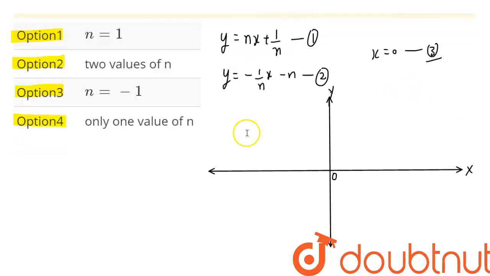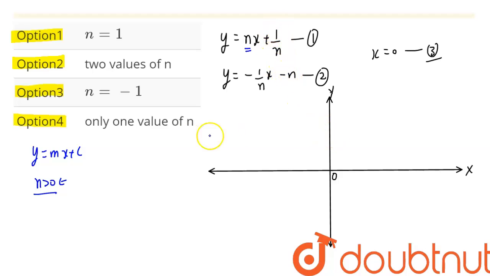Now we are going to plot these 3 graphs. The first graph: we know that the standard equation of the line is y equals mx plus c, and for plotting the graph we are taking n as positive. If we compare the first equation, we get the slope of the first line as n, and here n is greater than 0. So the slope is positive, and since the slope is positive, the line would make an acute angle with the x-axis, and the y-intercept is 1 by n, and since n is positive, 1 by n would also be positive.